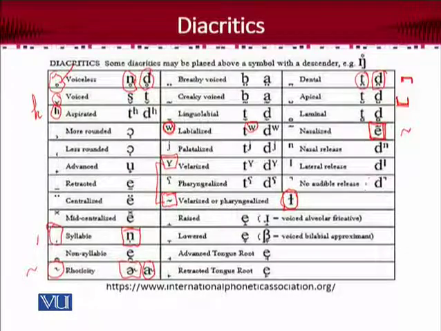So these are some of the important diacritics, and you can go through them. That's available from the main page of the IPA. And these diacritics are really important for the students of phonetics and phonology to learn them, acquire them, and also use them when a detailed, narrow transcription is done.